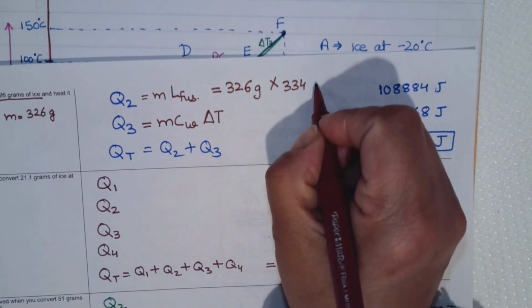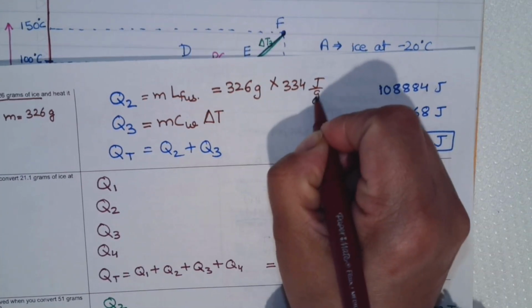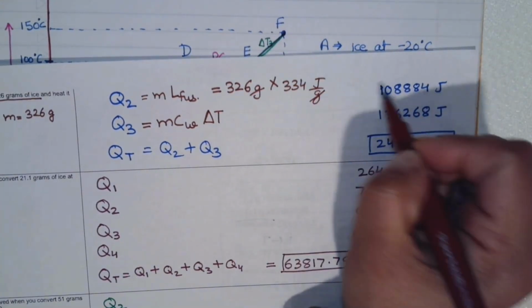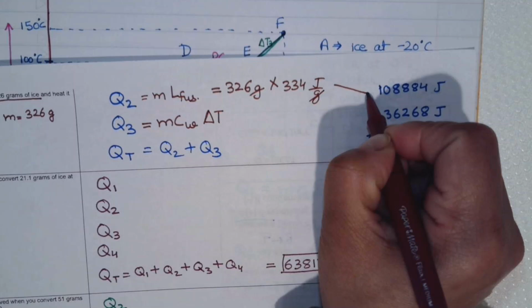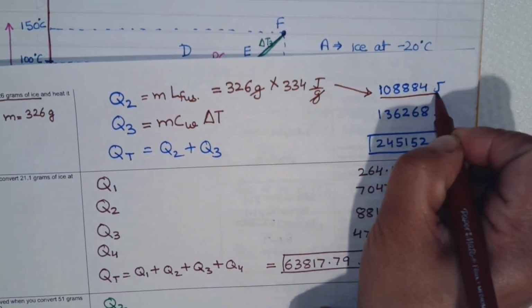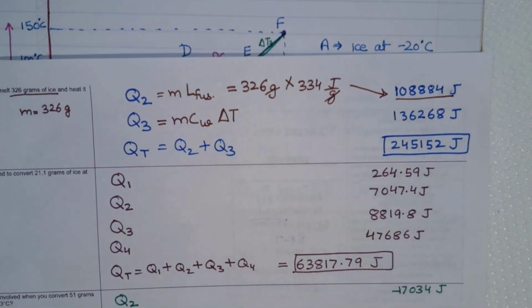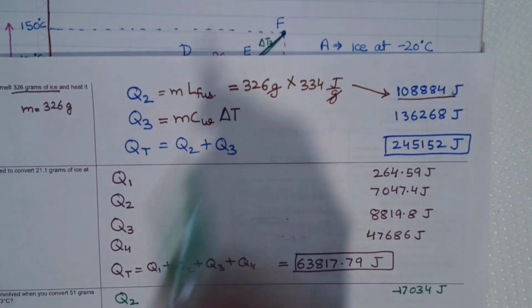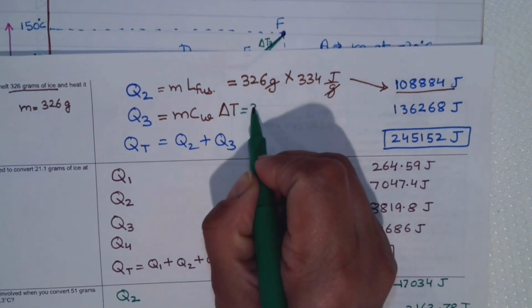So that would be joules over grams. So grams and grams cancel. If you solve that, you are going to get this number here. Okay. Now let's solve for Q equals MCΔT. So plug in the numbers.